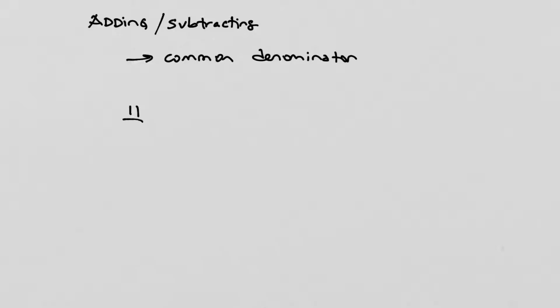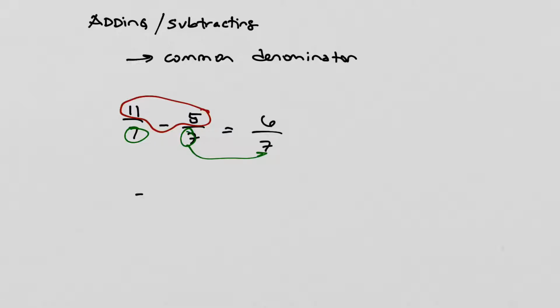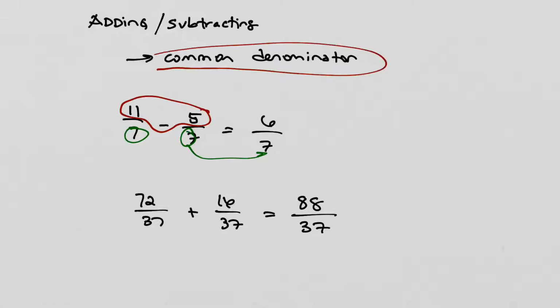So if I had 11 over 7 minus 5 over 7, then that just gives me 6 over 7. Remember, our denominator doesn't change. It's still going to be 7, but that 6 comes from this 11 minus 5 part. Okay? So if I had 72 over 37 plus 16 over 37, we already have a common denominator of 37, and 72 plus 16 gives me 88. So again, in order to add and subtract any fraction, you have to have a common denominator. So luckily, all of these had a common denominator of 37.